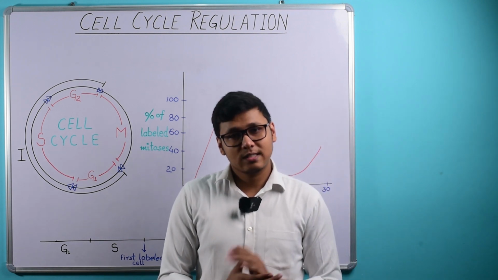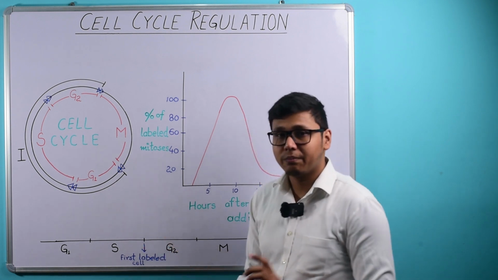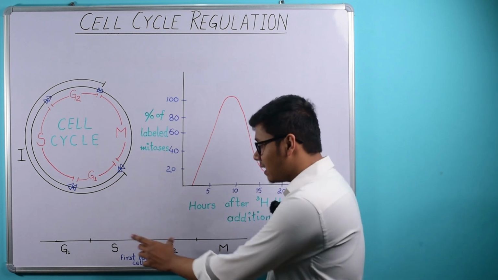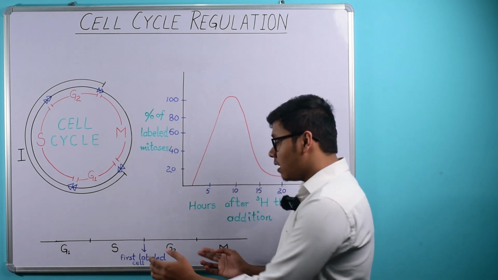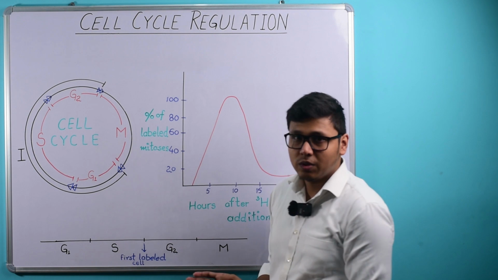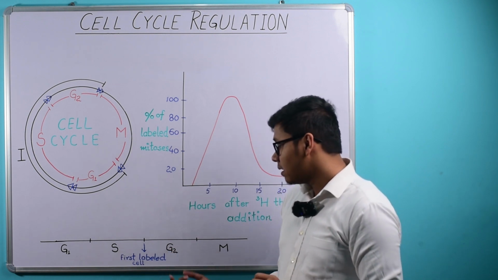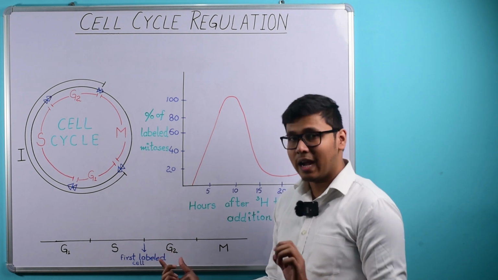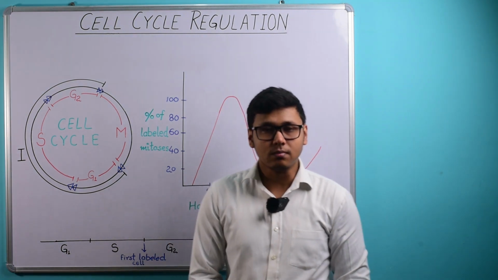And what does this indicate? That there is some time interval and gap between the S phase and the M phase, right? Because if these two phases were in continuation, we would have seen some radioactivity, but there is a time interval, and what we named that interval is the G2 phase.